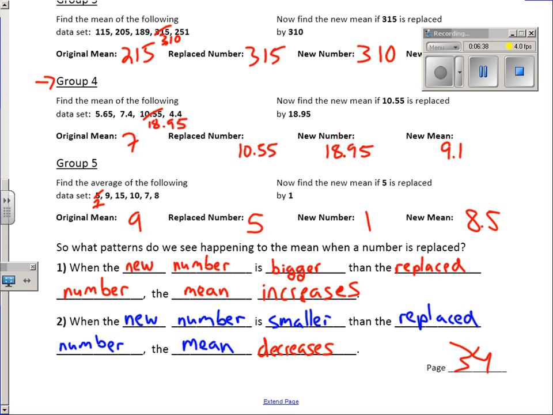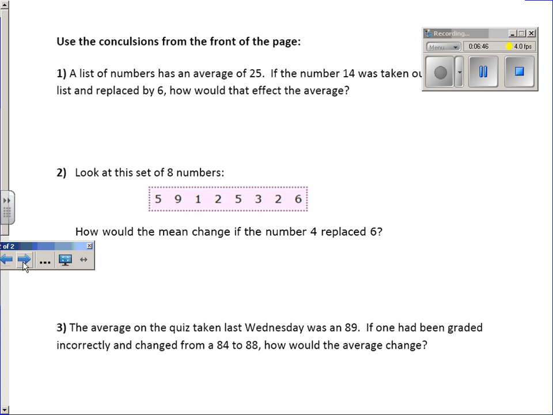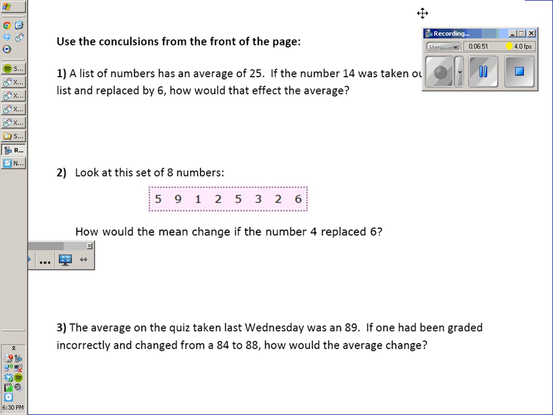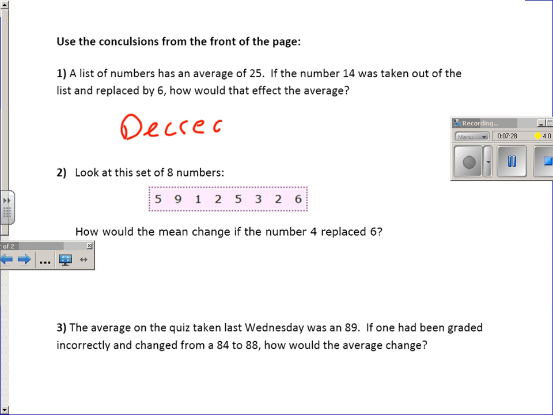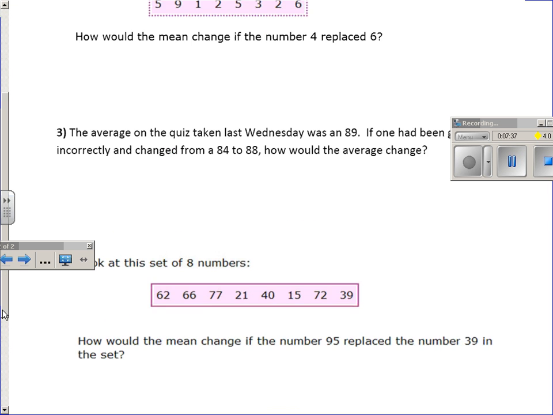So if you turn over to the back, we'll do one example together, and you'll have to do the rest on your own. A listed number has an average of 25. If the number 14 was taken out and replaced by 6, how would the average be affected? Like we just saw, all that matters is whether the number that goes in its place is bigger or smaller. Here, we took 14 out and put in its place 6, which is smaller. So our average will be decreased. And that's all you need to write, decreased, because the new number was smaller than the old number. And that's it. You've got another 3 to do on your own.